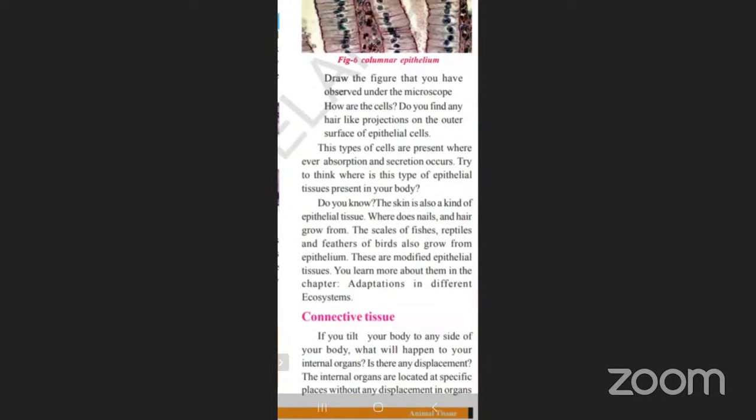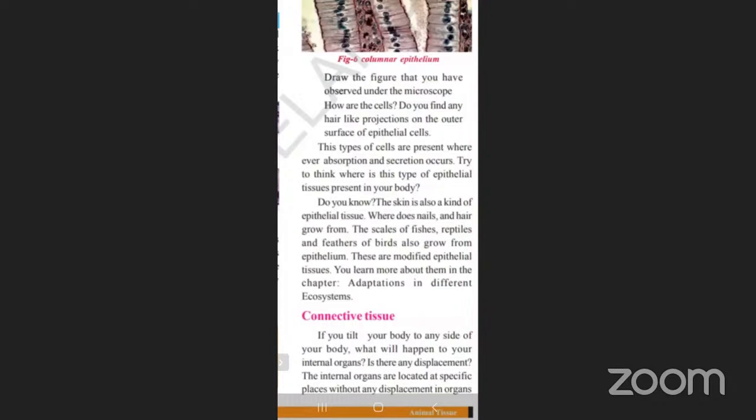So this is the total summary about epithelium, this last paragraph. These are modified epithelial tissues. This epithelial tissue only can be modified. From there itself, the nails, the scales of reptiles, snakes and fishes, and the feathers of birds also grow from the particular epithelial tissue, right? So there is a modification. These are modified epithelial tissues, right?